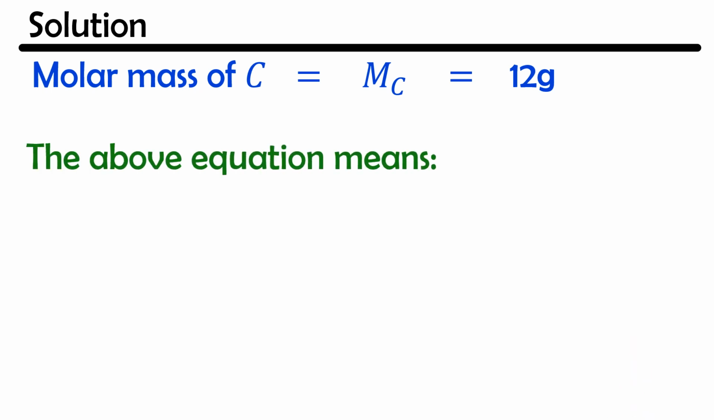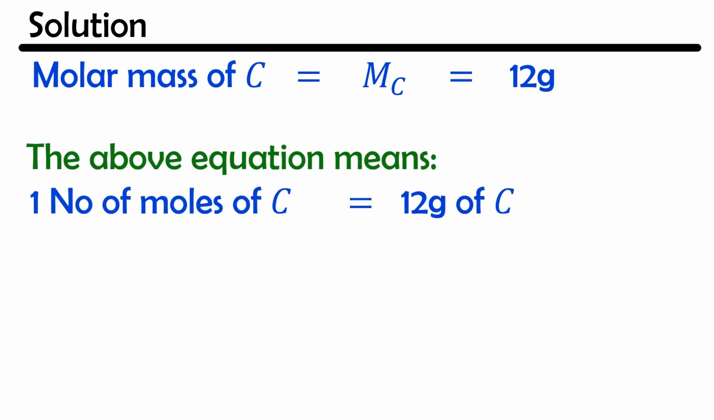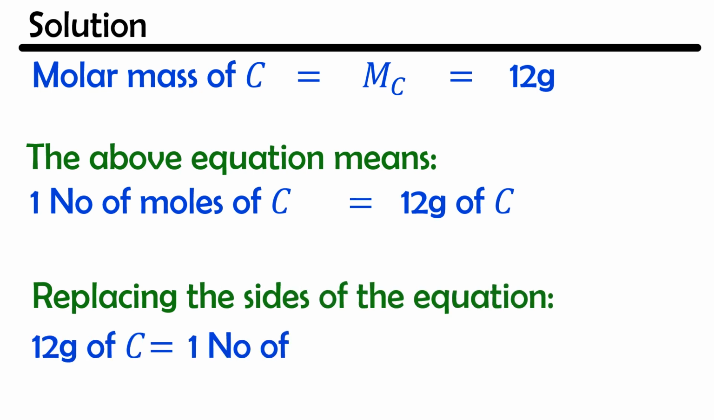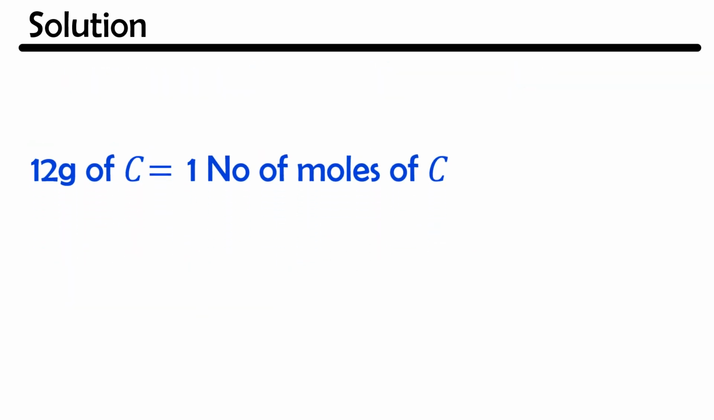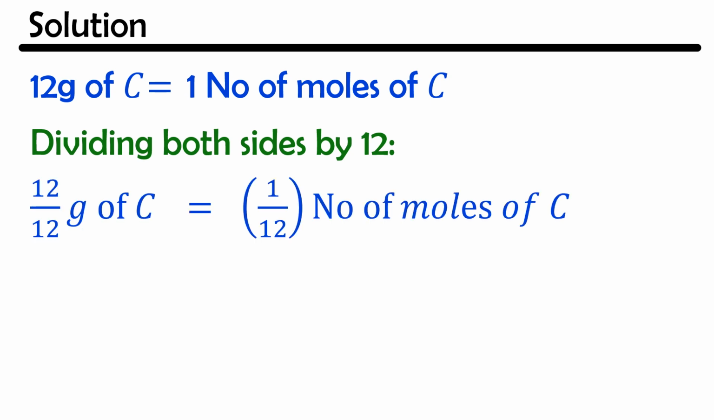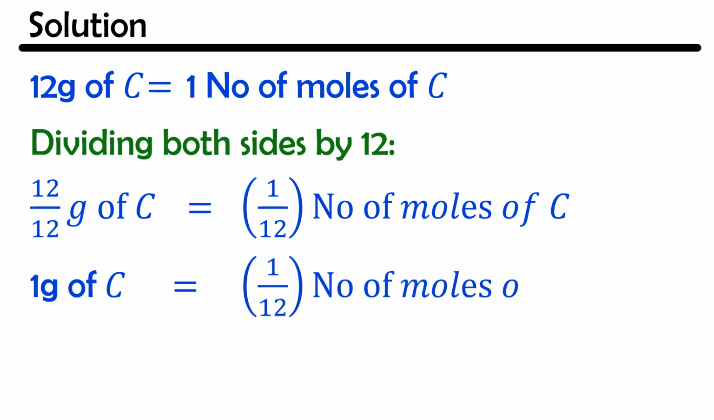The above equation means one mole of carbon is equal to 12 grams of carbon. Replacing the sides of the equation, it becomes 12 gram of carbon is equal to one mole of carbon. Dividing both sides by 12, the equation becomes 12 by 12 grams of carbon is equal to 1 by 12 moles of carbon. Simplifying, the equation becomes 1 gram of carbon is equal to 1 by 12 moles of carbon.